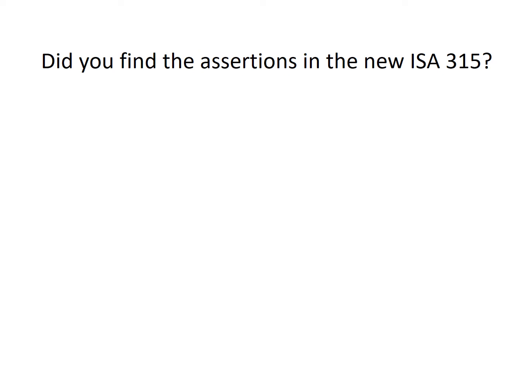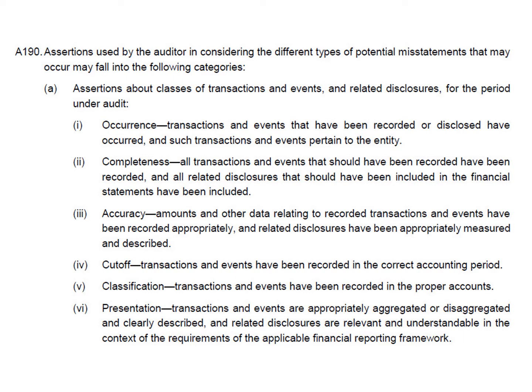So first of all, do you know where to find the assertions in the new ISA? If you don't know where to find them, you won't be able to use them. So hopefully you would have figured out that it is in A190. So if you open up the new standard, if you go to paragraph A190, you are going to find the assertions. Okay. And then they distinguish between assertions about classes of transactions and events, and then also for account balances. Classes of transactions is the first one. There we get occurrence, completeness, accuracy, cut-off, classification, presentation that I had just now.